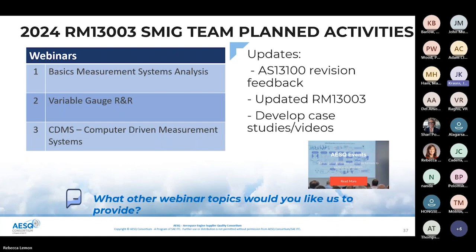All right, so here are the planned activities in the future here. So some future webinars, maybe looking at some more in-depth variable gauge R&R results and how to conduct some computer-driven measurement systems, more in-depth on that MSA. And if there's any other topics that any of you would like to learn about, please shoot us a note and we can add that to the upcoming webinars. We use your feedback to help create updates to these documents.